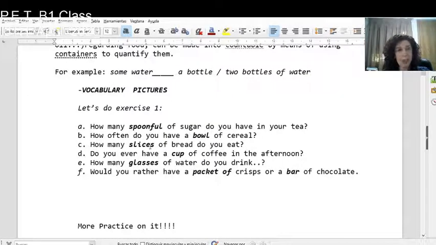C. How many slices of bread do you eat? D. Do you ever have a cup of coffee in the afternoon? E. How many glasses of water do you drink? And F. Would you rather have a packet of crisps or a bar of chocolate? Then depending on the noun, we use one container or the other.